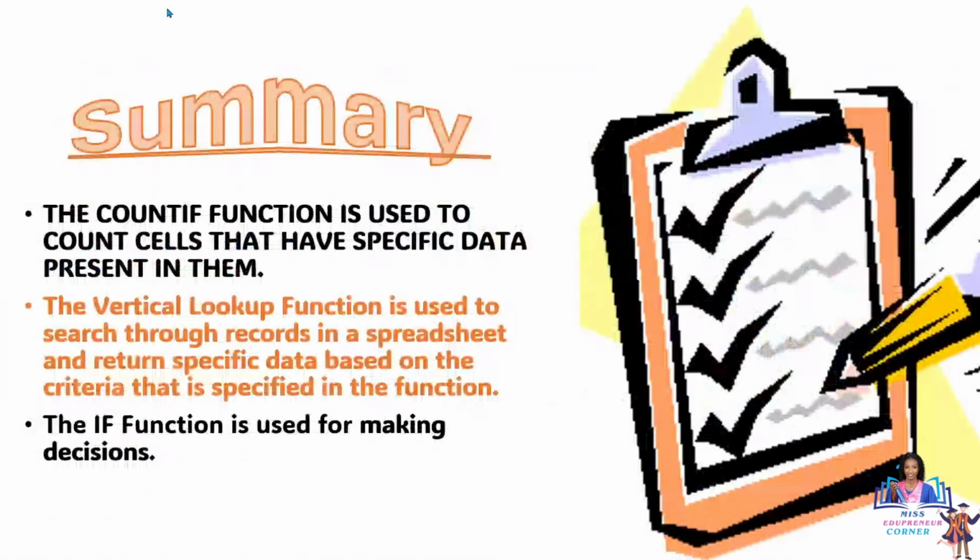So here's a little summary. The COUNTIF function is used to count cells that have specific data present in them. So remember the one where we wanted to count how many persons had the surname Brown in the list? The vertical lookup function is used to search through records in a spreadsheet and return specific data based on the criteria that is specified in the function.